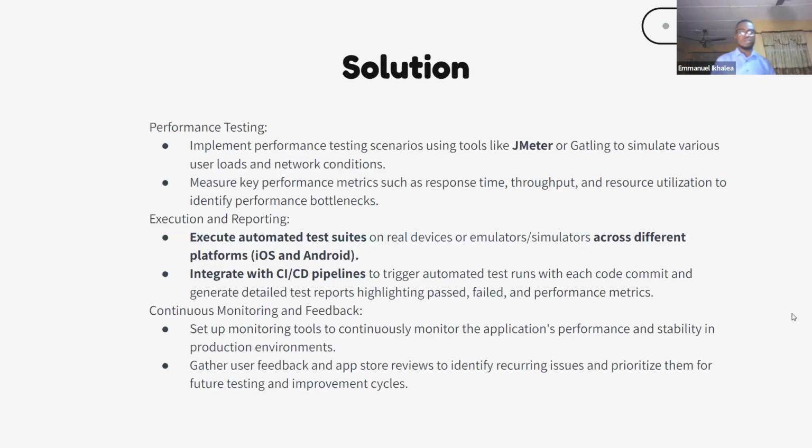For performance testing, use tools like JMeter to simulate various user loads and network conditions, and execute automated test suites on real devices or emulators across different platforms, because the application runs on iOS or Android. Then integrate with CI/CD pipelines to trigger automated tests with each code commit, and generate detailed test reports highlighting pass, fail, and performance metrics.